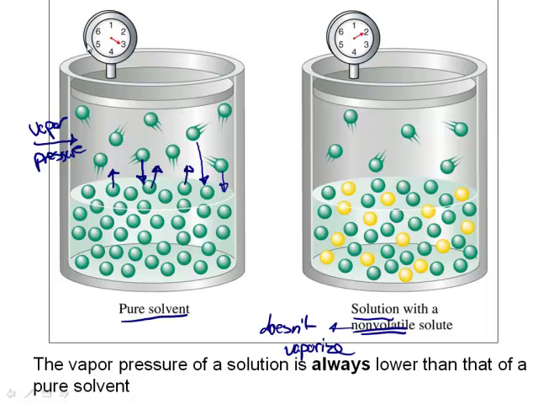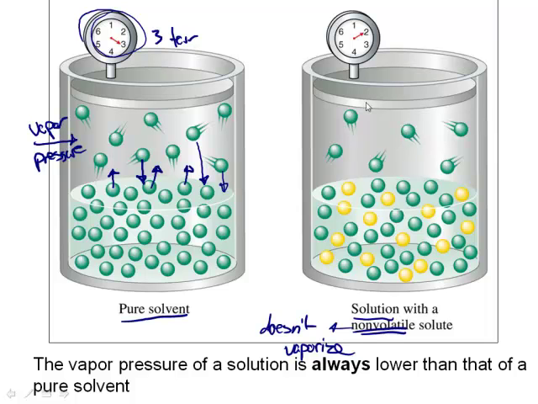Now, if we look up here at the gauge, I don't know what units this is supposed to be in, but let's just call this 3 torr, for the sake of argument, okay? Here's our pure solvent. It's exerting a vapor pressure of about 3 torr, let's just say for the sake of example.